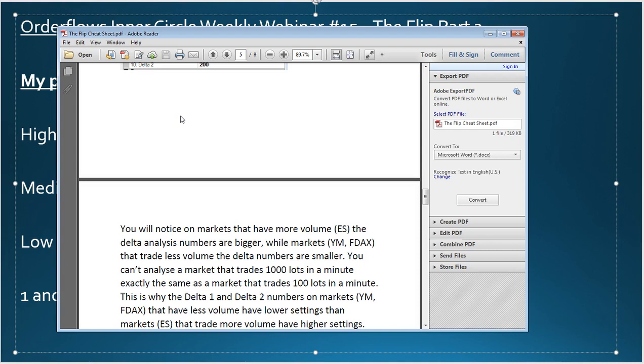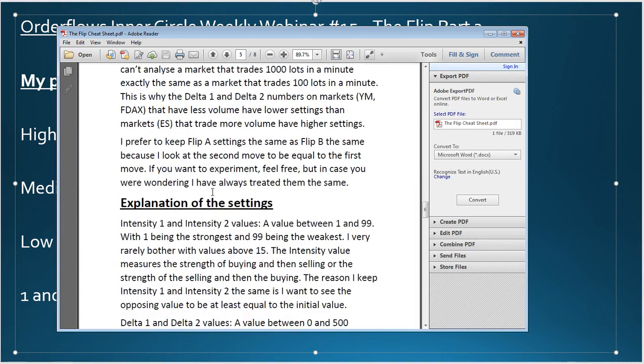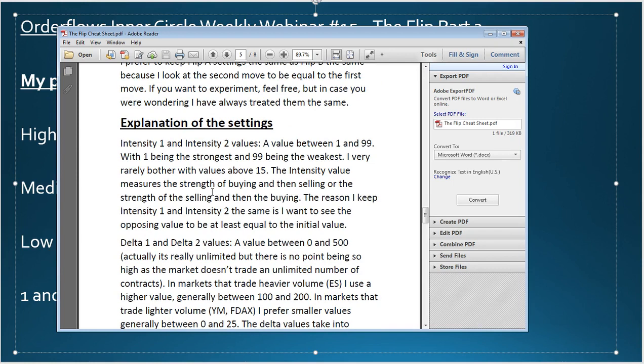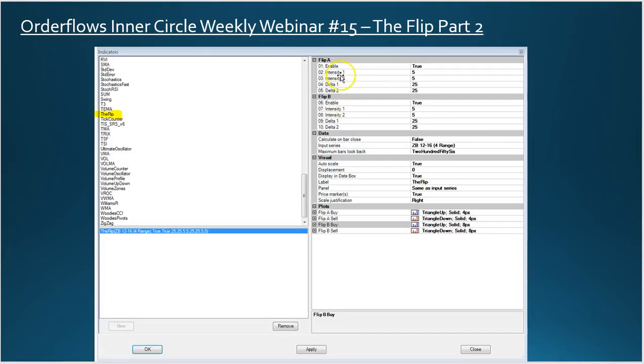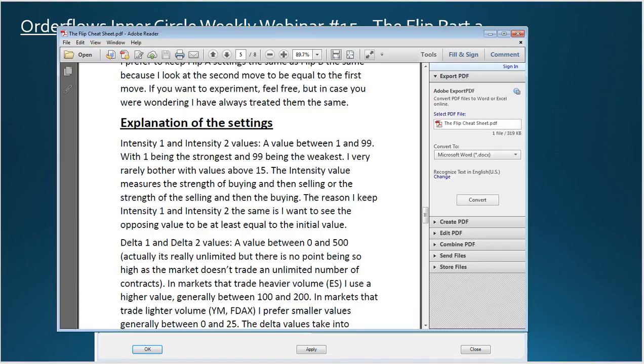So, what I want to talk about, again, is that you should read through this cheat sheet. I wanted to make it a cheat sheet, and it ended up being 8 pages. I think I sort of added part of the trading guide into here, explaining the intensity levels. On the settings, you have intensity 1 and intensity 2. The values you can enter are between 1 and 99, 1 being the strongest, 99 being the weakest.